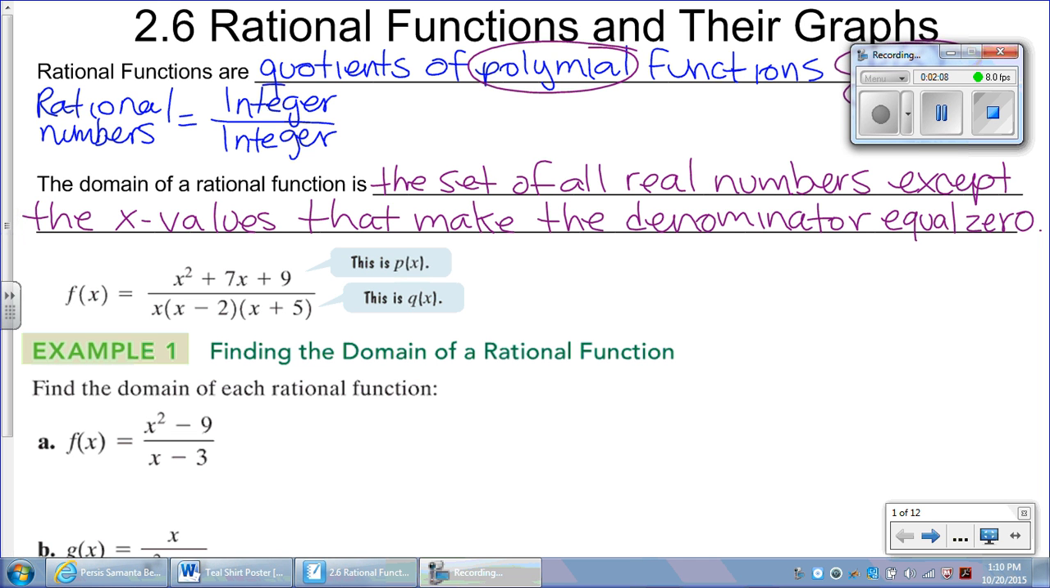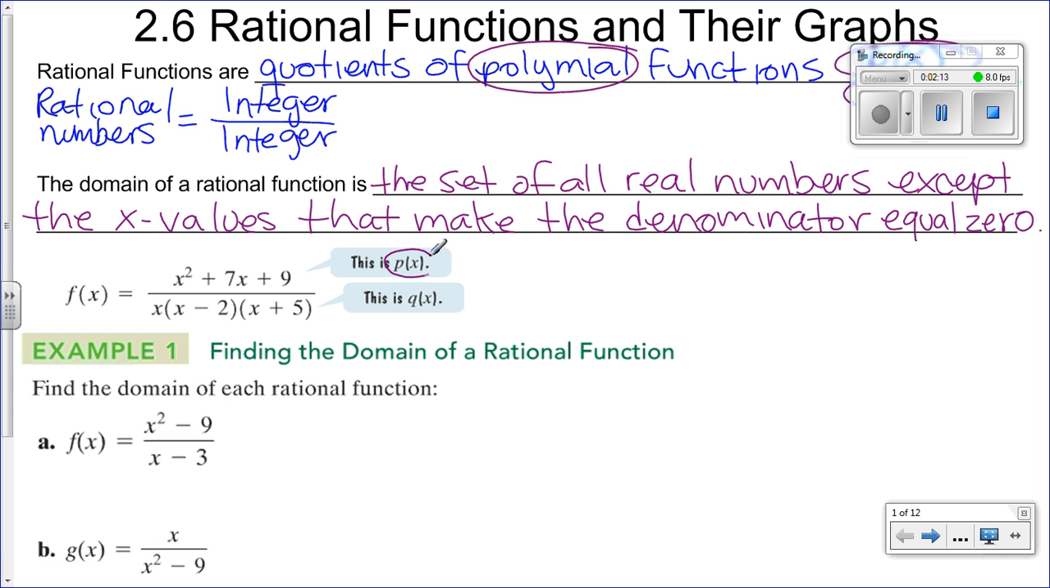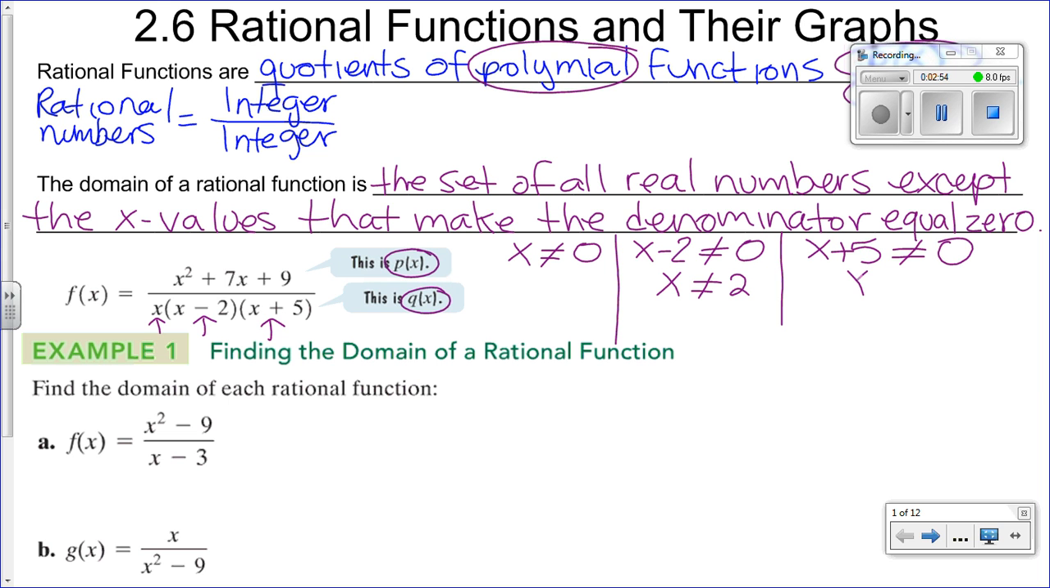So let's use the example here. You can see that the polynomial on the numerator is P of X, the polynomial on the denominator is Q of X, so that forms a rational function. And to our advantage, the denominator is already in factor form. So to find the domain, I take each factor and set it equal to 0. My first factor: x cannot be 0. The second factor: x minus 2 cannot equal 0, so x cannot equal positive 2. The third factor: x plus 5 cannot equal 0, so x cannot equal negative 5. So the domain for this function is all real numbers except 0, 2, and negative 5.